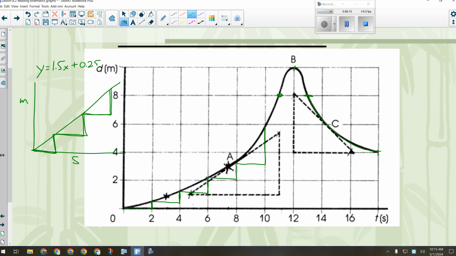Now, according to our lab and what we did on Monday, this number, the slope, on a position versus time graph represents what?